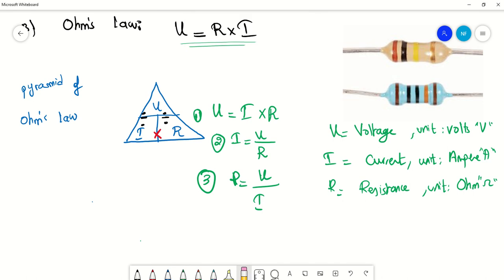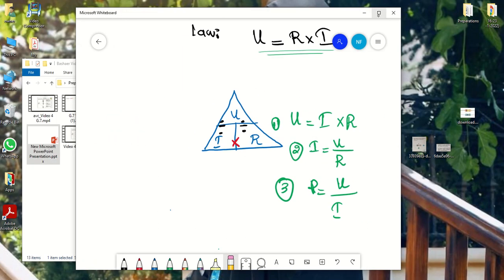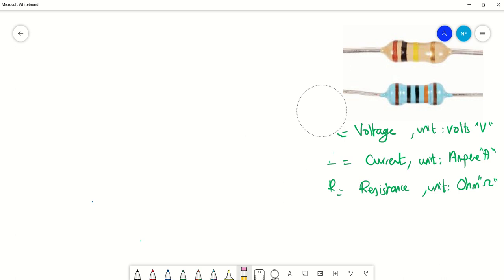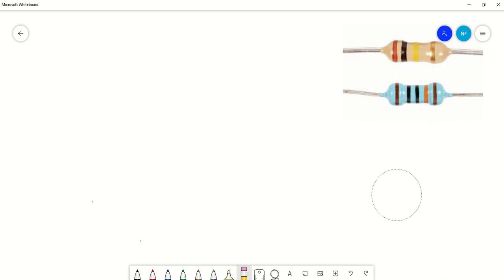Okay, so now we will be starting by part C, and part C will be the ohm meter.